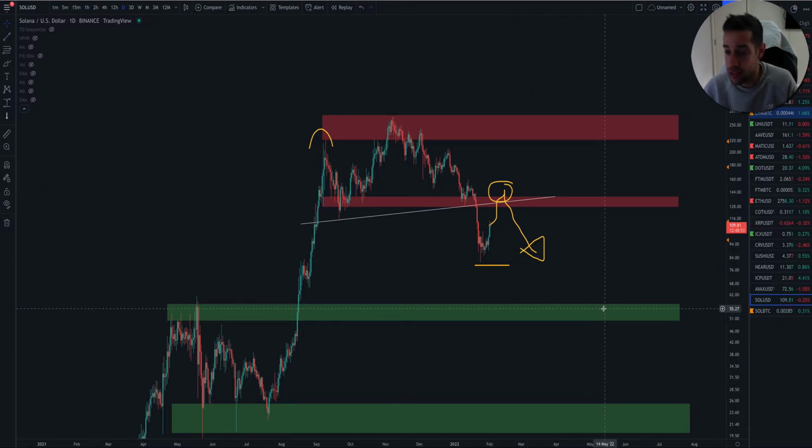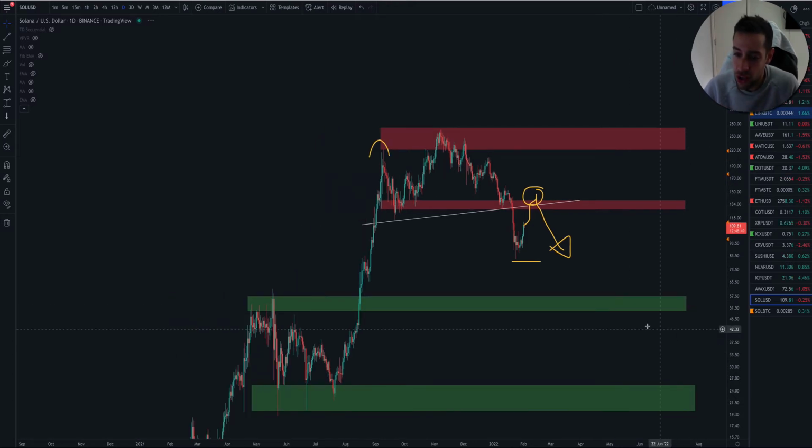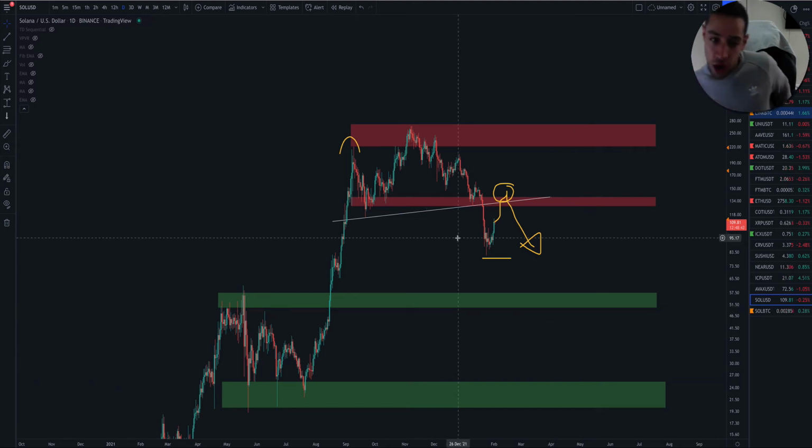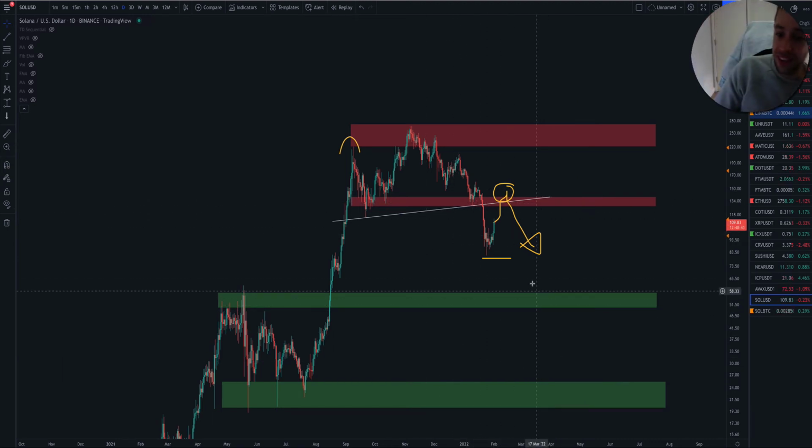And for some reason, if 50 did not hold in the event of some sort of mega capitulation, then I think a go all-in approach would probably be at about that $25. But I do think, especially with the concept of time, that if we do move to $50, we'll likely see a bounce.